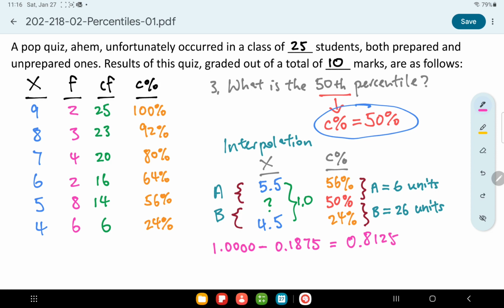That is to say, in the scale of x, the distance A is in the units of 0.1875, and distance B represents 0.8125.